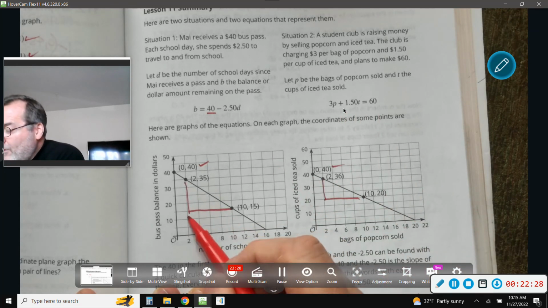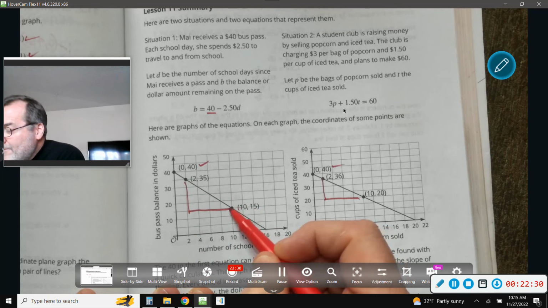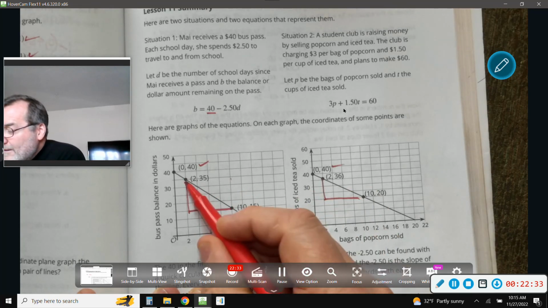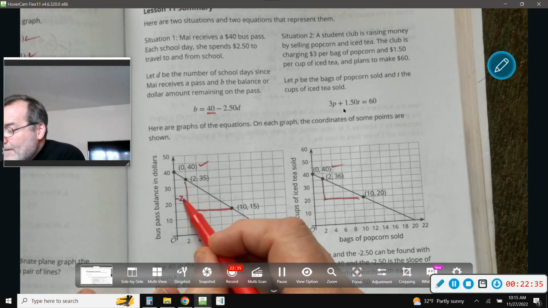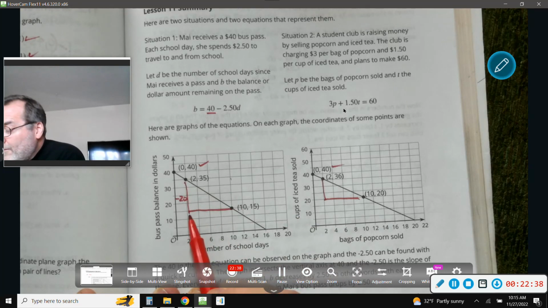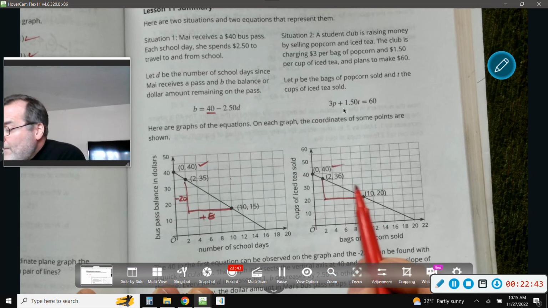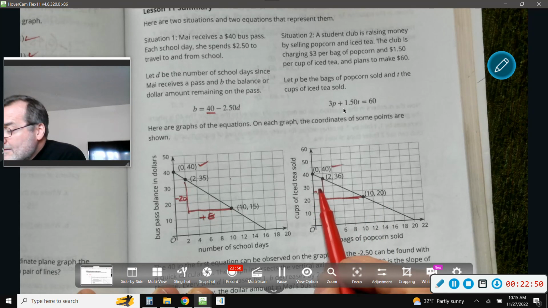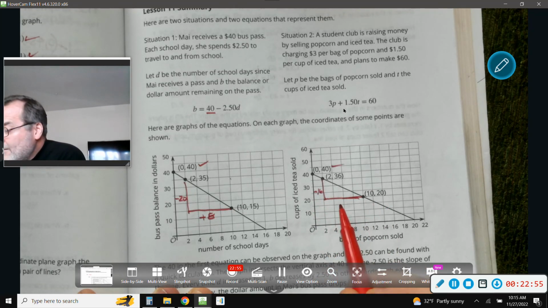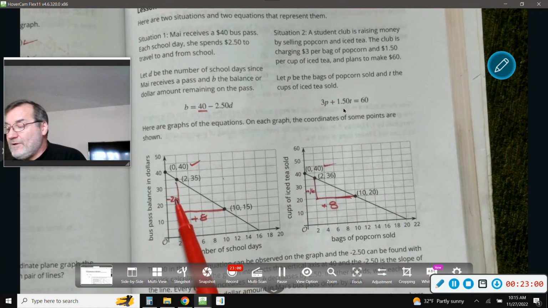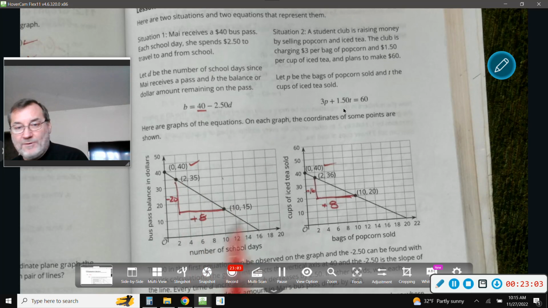Well, how tall is this? Well, down here it's 15, but then you go up to 35, so it went up 20. And then how far over did it go? Well, it went from a 2 over to a 10, so that's a plus 8. What about over here? Well, you're going kind of downhill, so you went from a 36 down to a 20, so that's a minus 16. And then you went from 2 over to 10, so that's a plus 8. Okay? So this one is a little bit steeper.